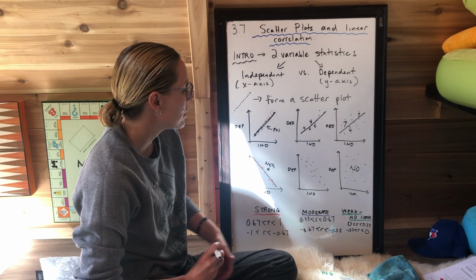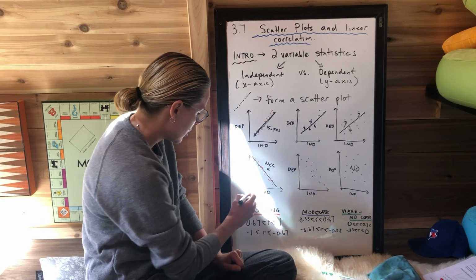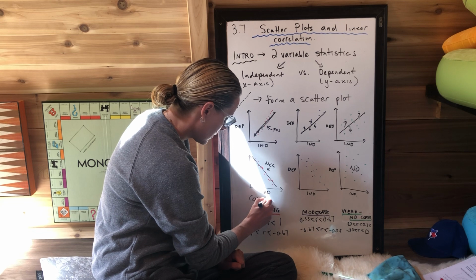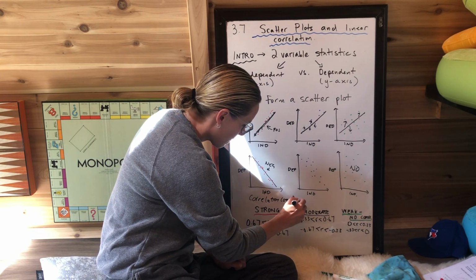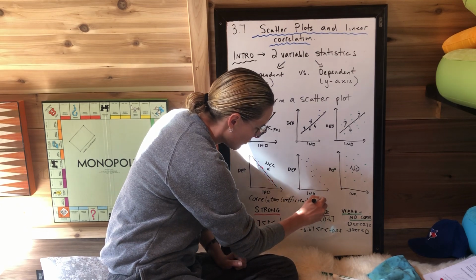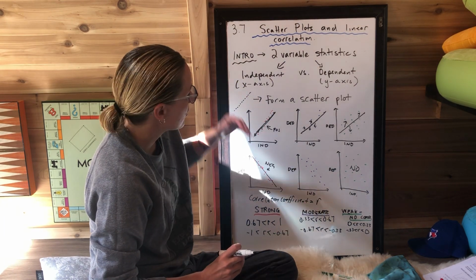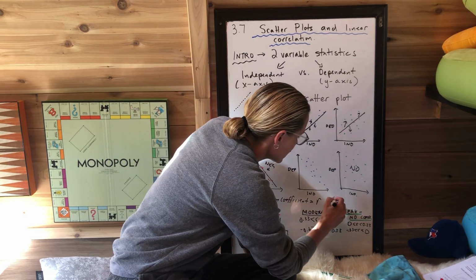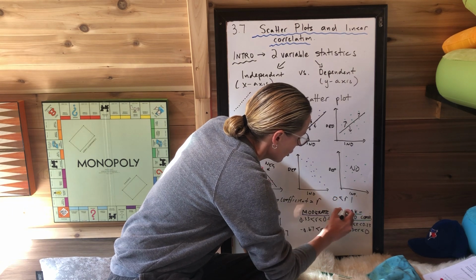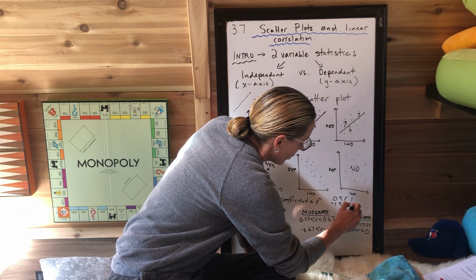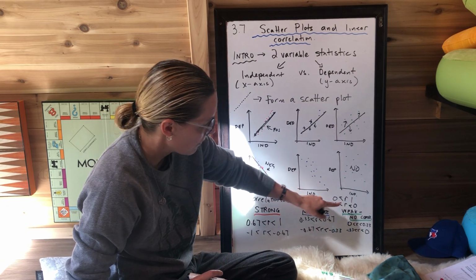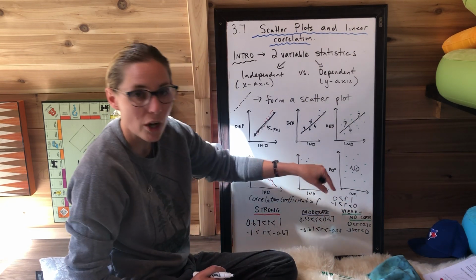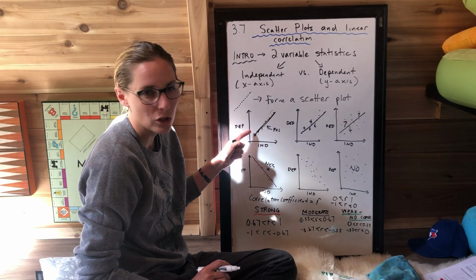Now the way that we identify a correlation is by calculating what's called an R value. An R value is called the correlation coefficient. So correlation coefficient, we identify with an R, and the R value always has to be between 0 and 1, or -1 and 0, depending on whether it's a positive correlation or a negative correlation. Now the closer you are to 1 or -1, the stronger it is.